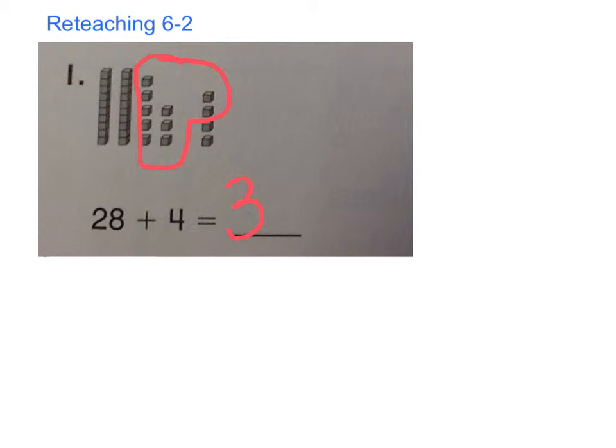Then count all of your ones that are left over. You can see that we have 2 ones left over, and that is now your new number in the ones place. By using tens and ones, we can model the answer to the addition problem. 28 plus 4 equals 32.